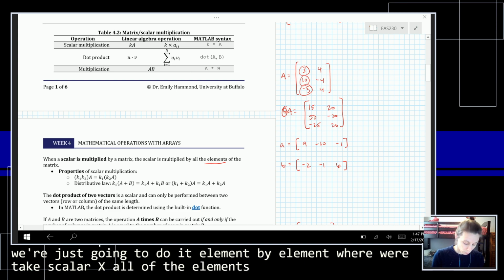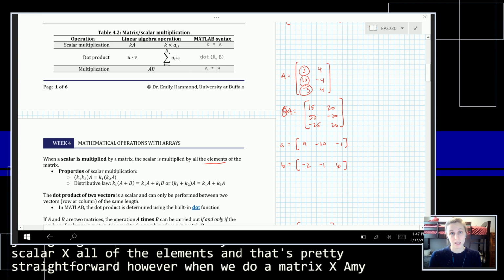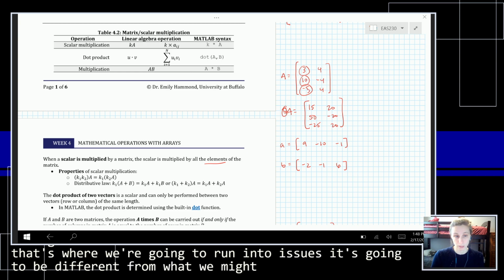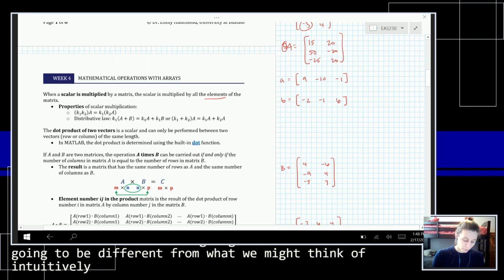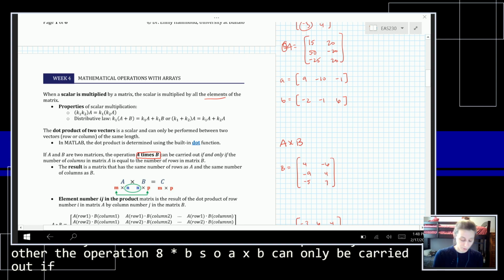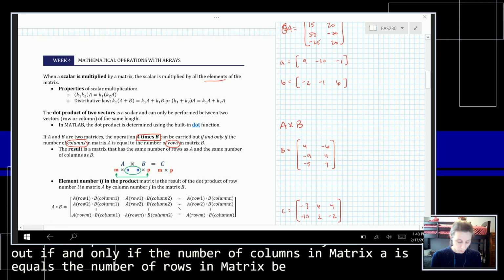And that's pretty straightforward. However, when we do a matrix times a matrix, that's where we're going to run into issues. It's going to be different from what we might think of intuitively. If two matrices are multiplied by each other, the operation A times B can only be carried out if and only if the number of columns in matrix A is equal to the number of rows in matrix B. So here's an example of that.